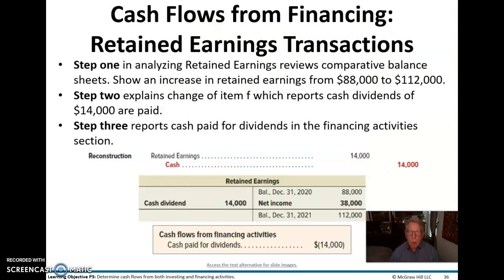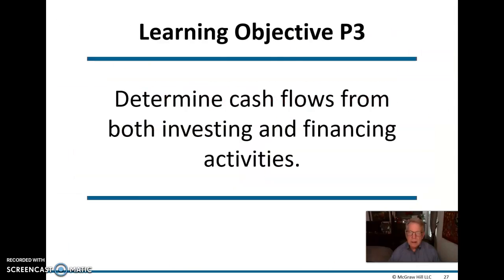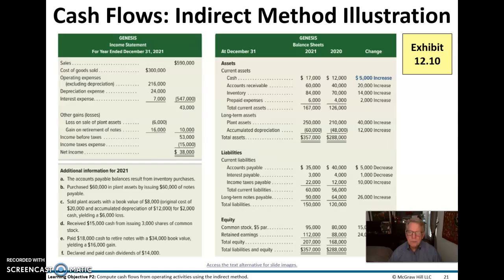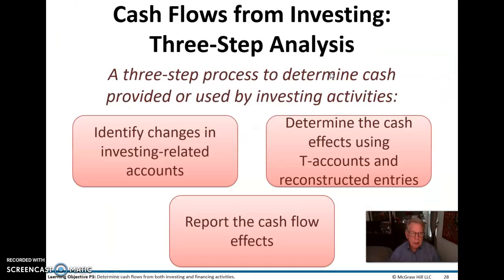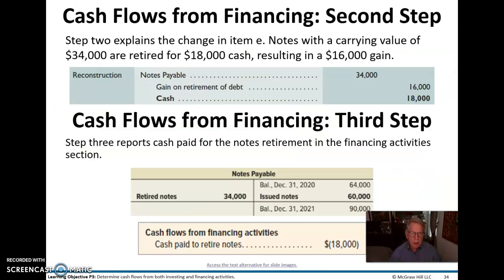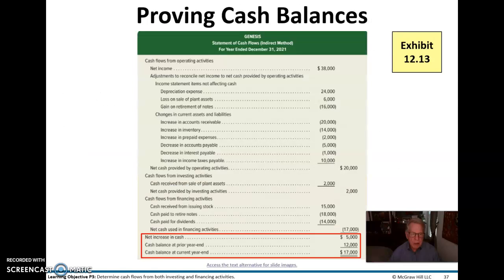And if you'll remember way back here, we said that our ending cash balance was 17,000. So that is the proof that we haven't made any mistakes in this calculation. All right.